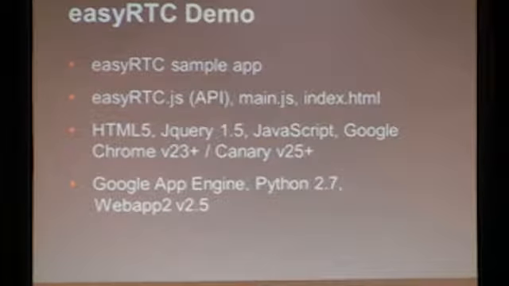Next slide. So for this easyRTC demo, we've got our first easyRTC sample app. Now it consists of easyRTC.js. That's all the gnarly stuff. So there's about 500 lines of JavaScript. Then it has a main.js, and that has just the application JavaScript, the part that we as developers on the web side would muck with. We don't have to write it, we just have to make changes to it, right? And then we have index.html, which just has the HTML.